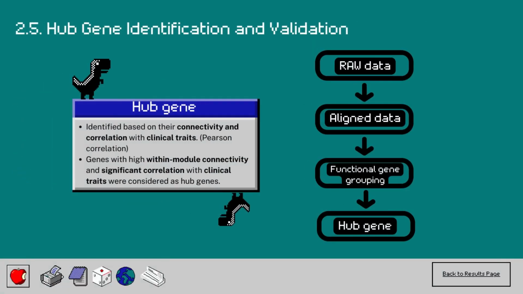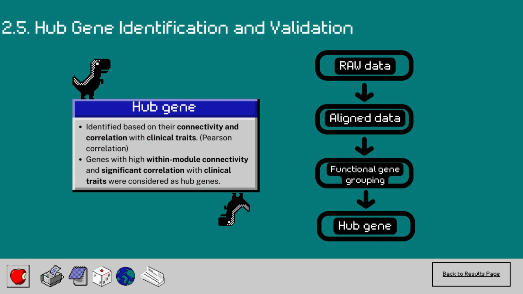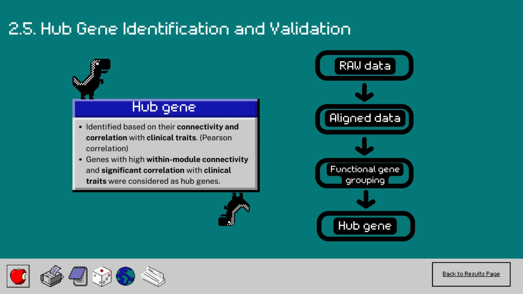We have mentioned hub genes all the time, but what are they actually? They are genes that are highly associated with clinical traits, and they can be identified based on their connectivity and correlation with clinical traits. And how can we get hub genes? From the raw data, we align them, and those that are functional are grouped together and clustered as hub genes.